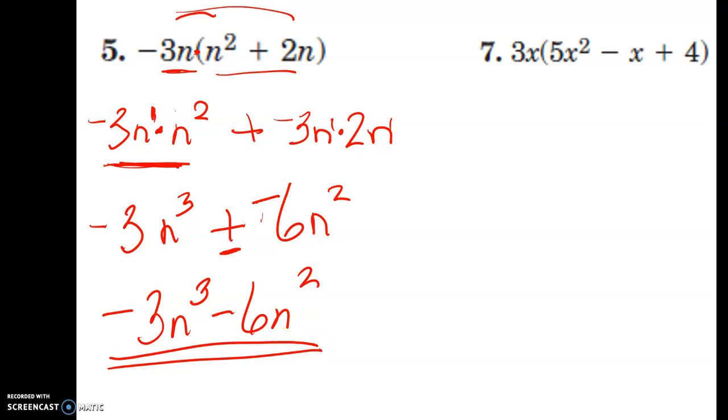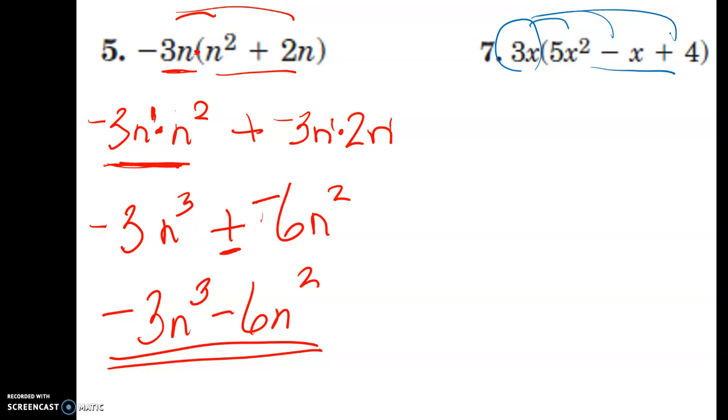So let's take a look at another example. This example has for us a trinomial, 3 separate unlike terms being multiplied by this monomial. So once again, the idea of distribution.